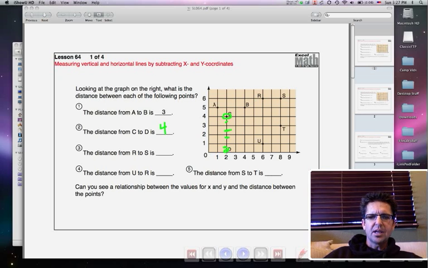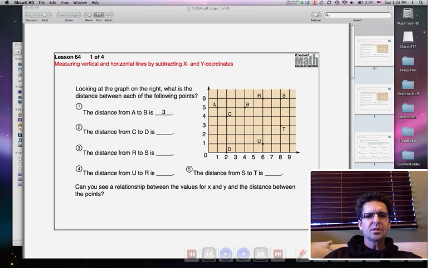The distance from R to S, R is right here, and S right here. So obviously that's 2 away. From U to R, U is here, R is up here, and that's 1, 2, 3, 4, 5. It has a distance of 5. And the distance from S to T, let me get this cleared off to make it a little easier to see. Here's S, here's T. That's 1, 2, 3. So the distance from S to T is 3.